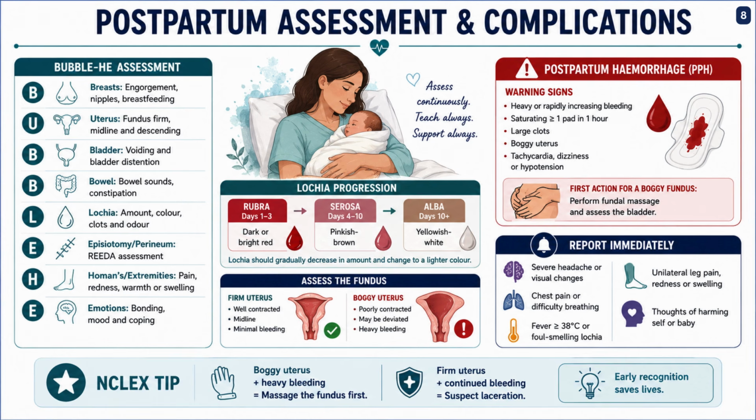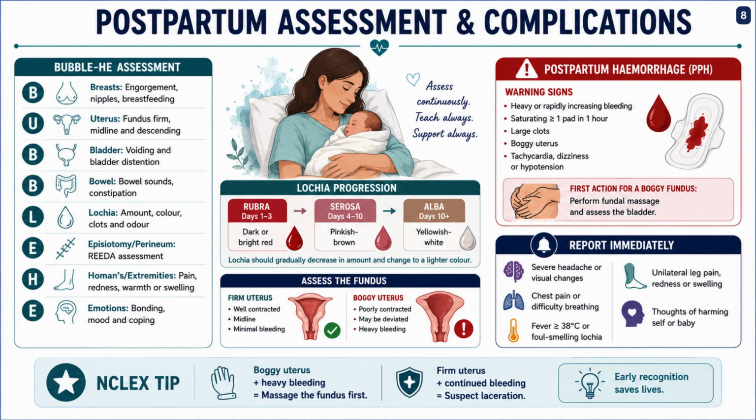Postpartum hemorrhage is one of the most important complications to recognize. Heavy bleeding, large clots, dizziness, tachycardia, or hypotension require immediate action. When the uterus is boggy, the nurse's first action is to massage the fundus and assess for bladder distension. Oxytocin and additional treatment may then be required.